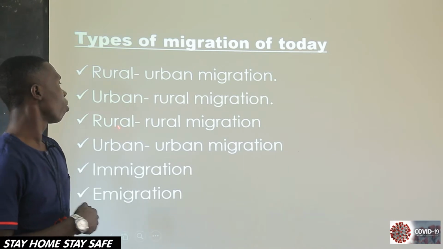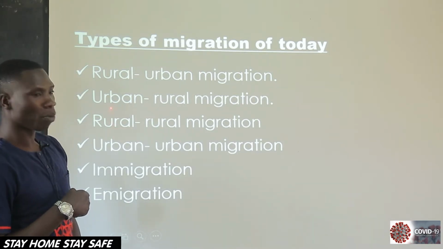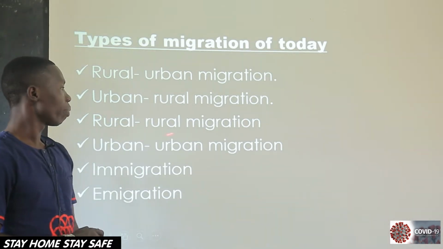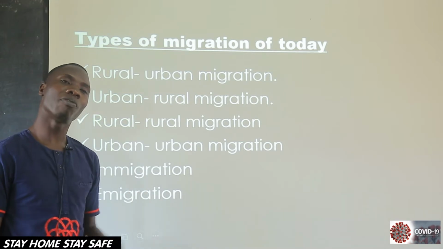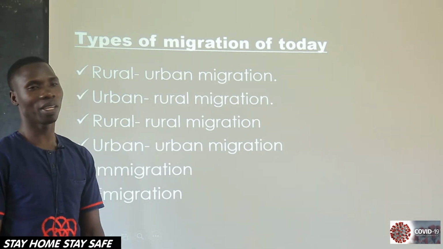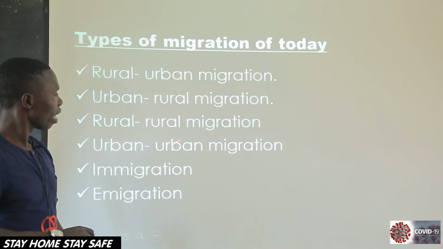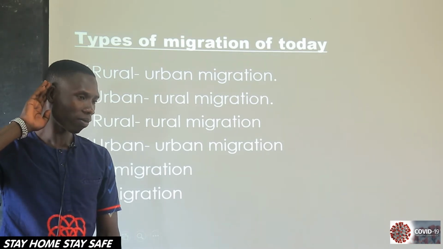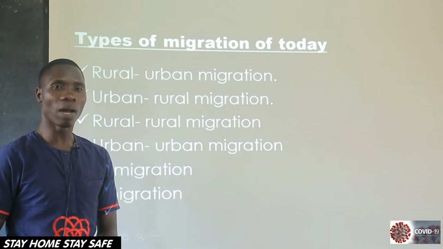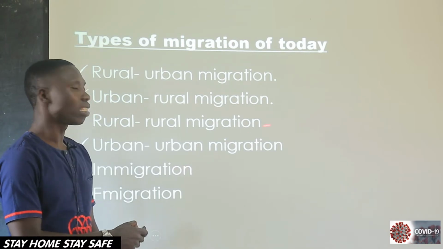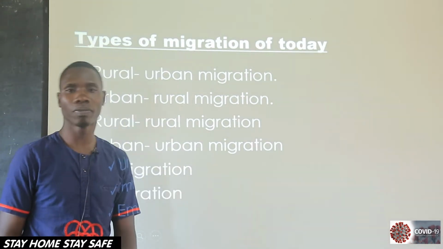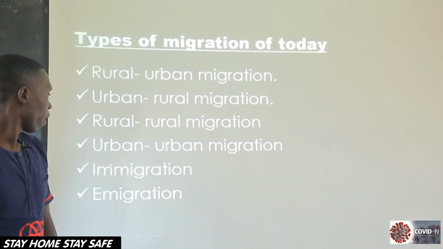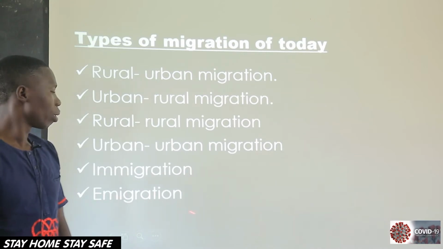Now, we also have rural-rural. Here it means that you move from one village to another for settlement. So rural-rural migration is the movement of people from one village to another for settlement. Now, children, what is urban-urban migration? It is the movement of people from one town to another for settlement. Now, we have immigration and emigration.